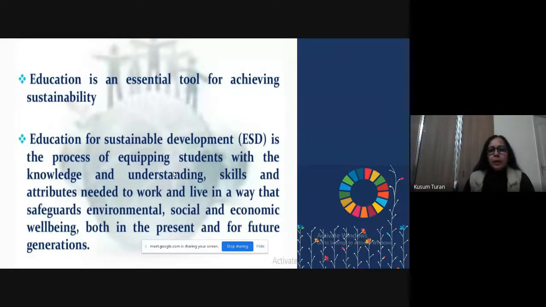It has also been observed that we can equip students with the knowledge and understanding, skills and attributes needed to work and live in a way that safeguards environmental, social and economic well-being, both in the present and for future generations. Because education starts right at a very early age, we can make our future generation, our children, aware of the existing problems, and we can also mold them to look into problem-solving skills and solutions for these problems.